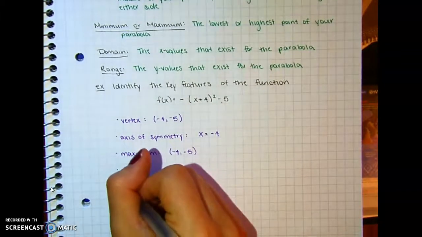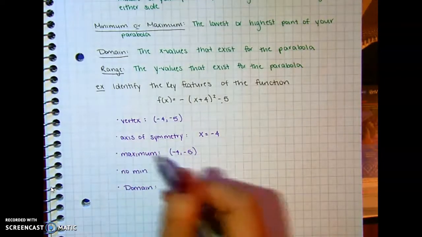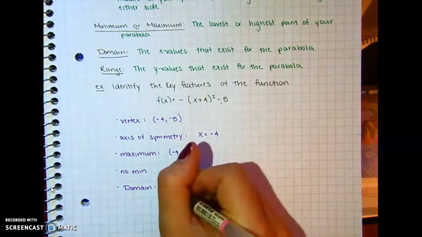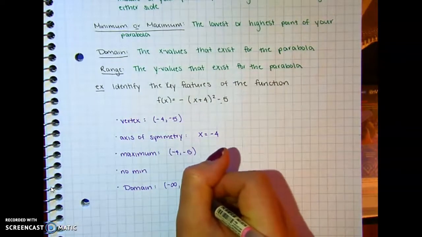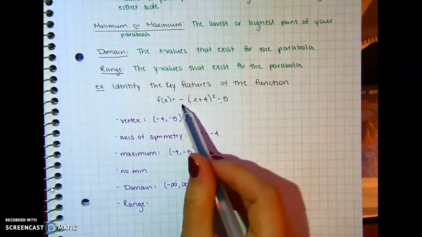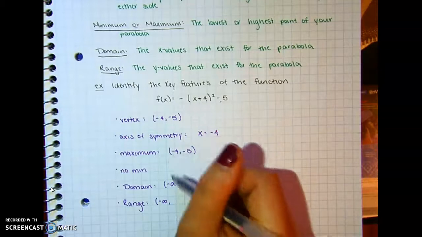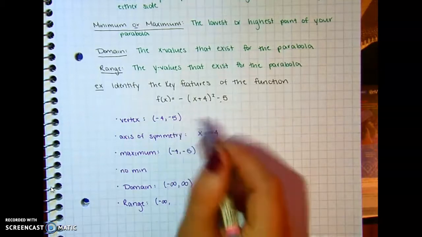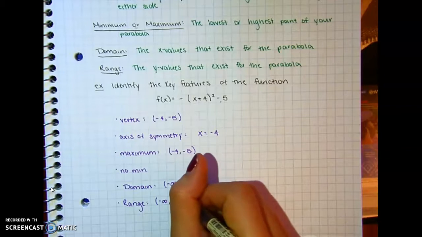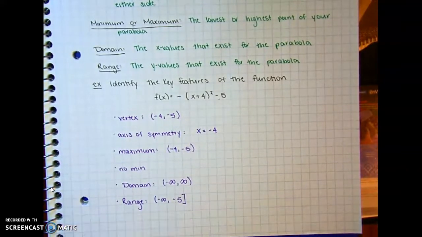The domain. So because it's a parabola, it's going to go on infinitely, so negative infinity to infinity. And the range, because it's reflected, is going to go from negative infinity to the max, which is at the vertex, so the y value is the highest point. And that's it. Now, I did all of that in my head, which you guys should be able to do, but if that's a little bit challenging, something you can do is a little sketch.